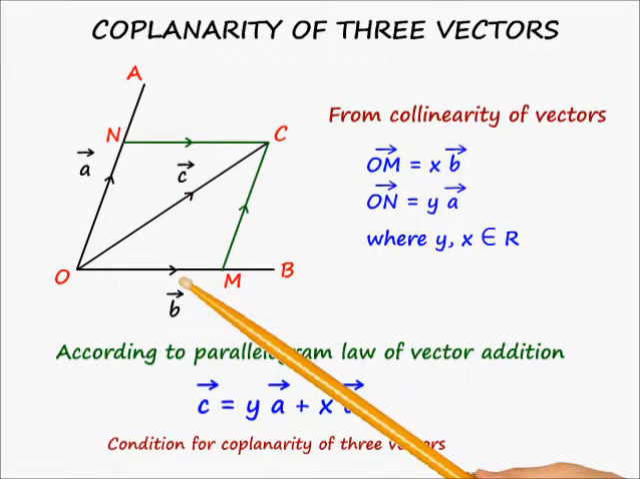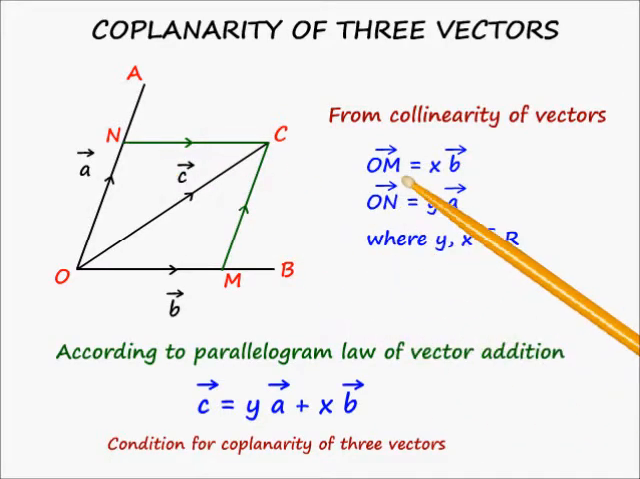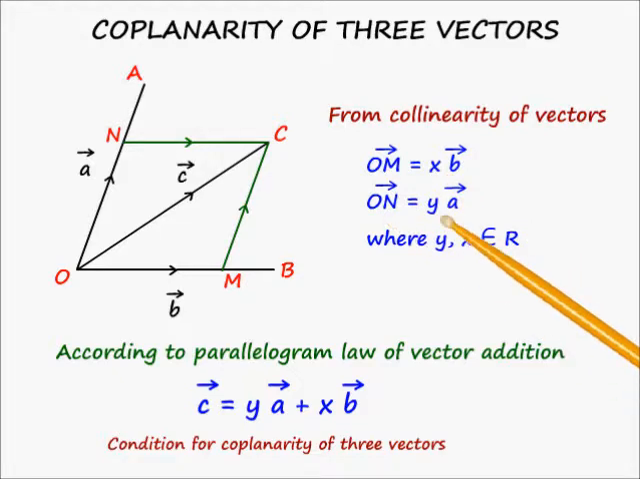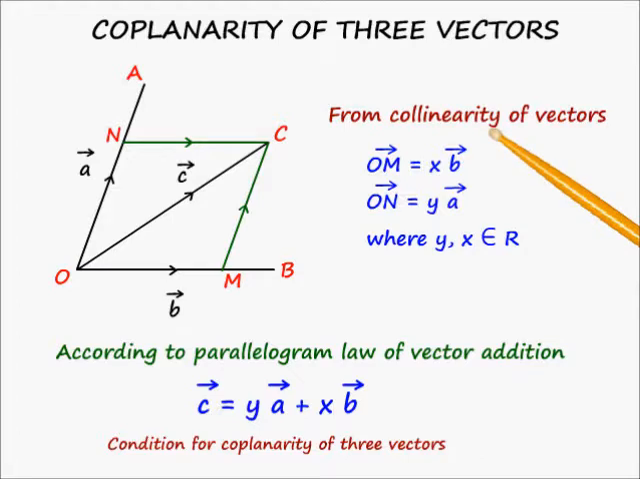Complete the parallelogram OMCN like this. Here OM is equal to x times B and ON is equal to y times vector A, where y and x belong to the set of real numbers. This we get from the collinearity of vectors. Then according to the parallelogram law of vector addition, we get C equal to y times vector A plus x times vector B. This is the condition of coplanarity of three vectors.